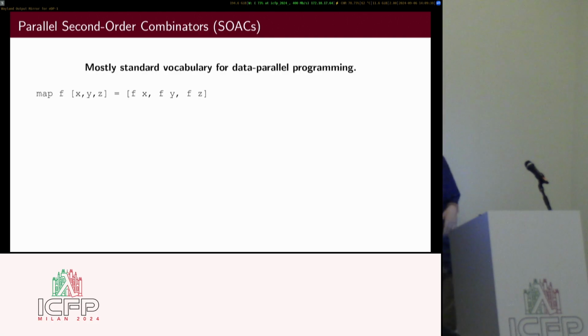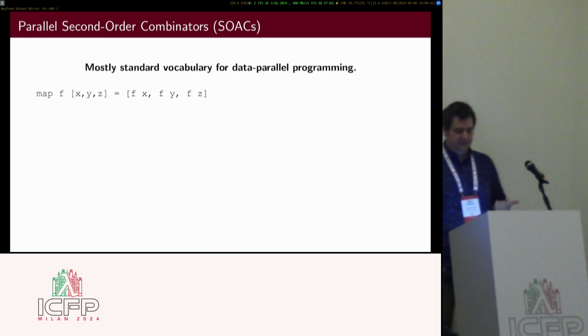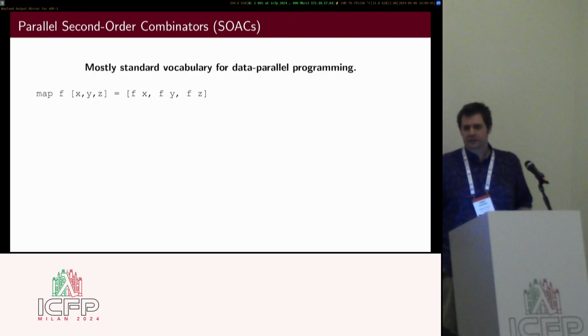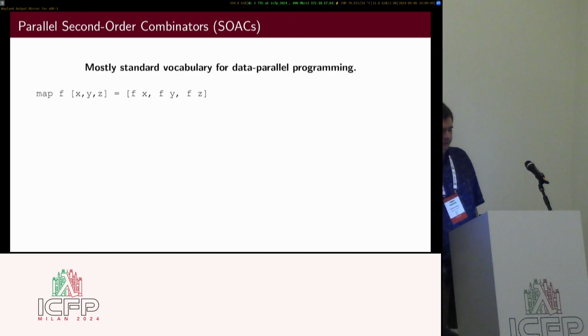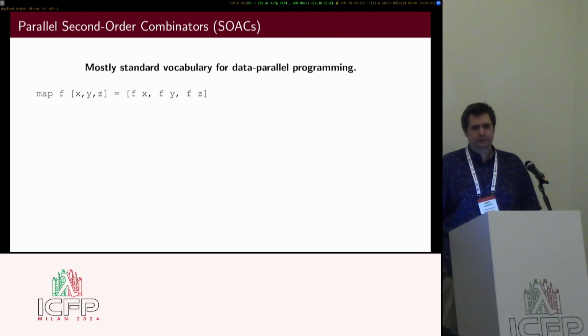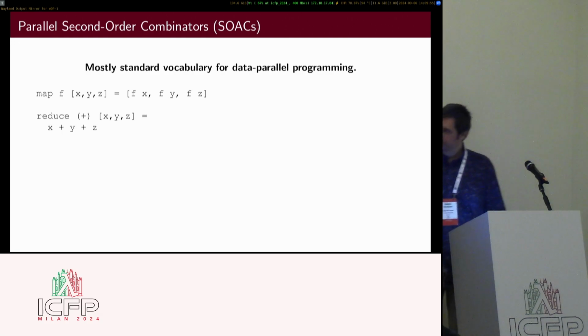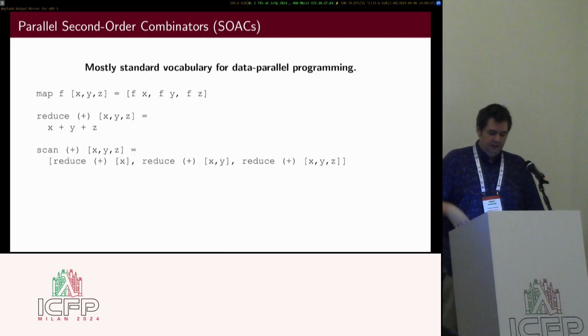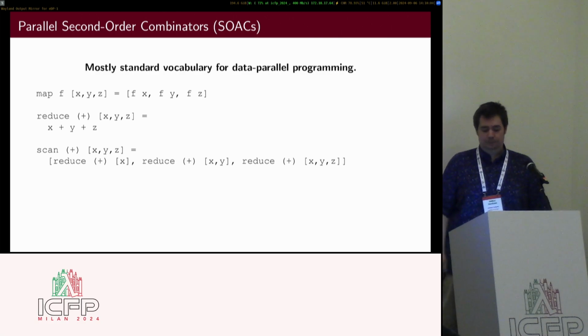The way you program parallel code in Futhark is that you use a vocabulary of parallel second-order combinators called SOACs, which again are pretty conventional. So you have your map, where you apply a function f to an element of an array. This might look different in different languages, but the concept is usually there in some way. You have a reduce, where you use an operator to reduce elements of an array. You have scan, which computes the reductions of the prefixes of the array.